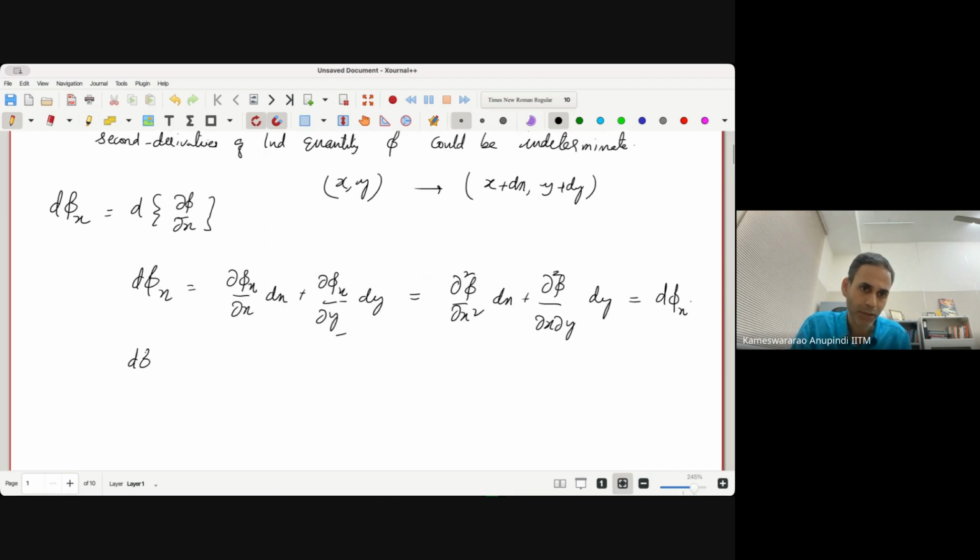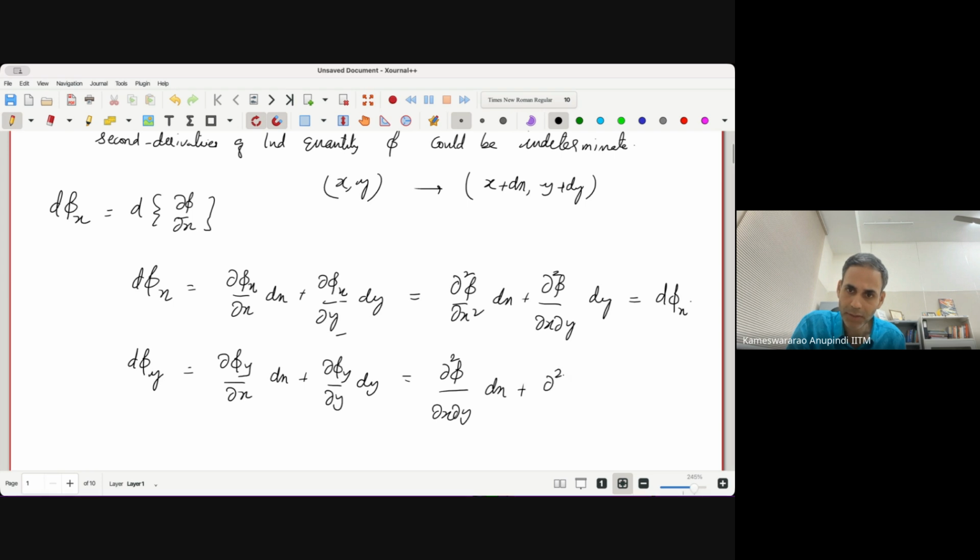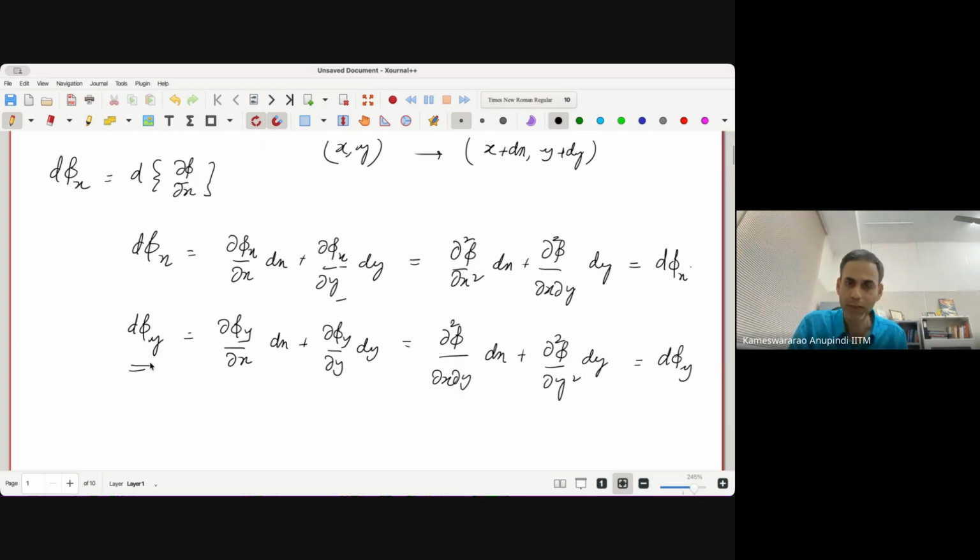Similarly, we can write partial phi y equals partial phi y by partial x dx plus partial phi y by partial y dy. That is going to be equal to, the first one is a mixed derivative, partial square phi by partial x partial y dx. The second one is the second derivative in y, partial square phi by partial y square dy. This is equal to, on the left hand side, d phi y. Okay, so that's what we have obtained. So these are basically differential changes in the first derivatives.